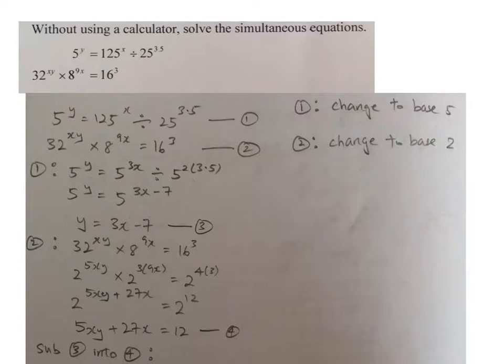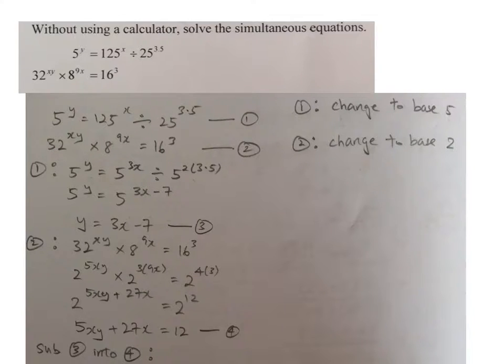For this question, you are asked to solve the simultaneous equations without using a calculator. As you can see, this pair of simultaneous equations is quite complicated. Your x and y are all in the powers, they are all indices. Alright, so the first thing you have to do is, of course, name my first equation number 1 and my second equation number 2.